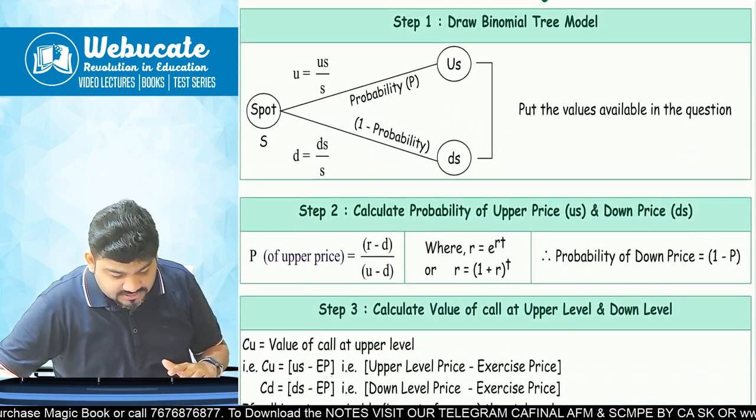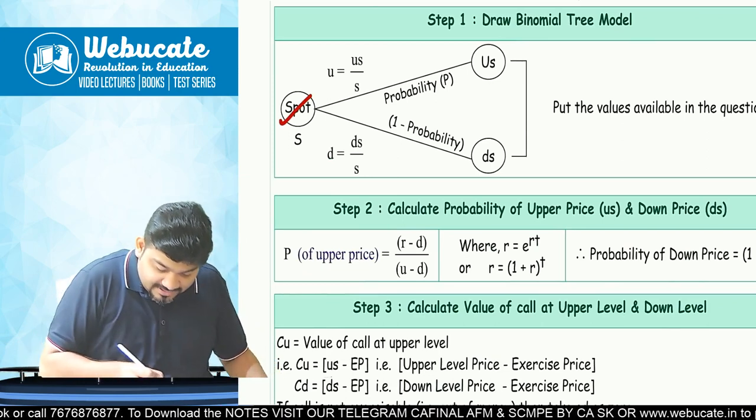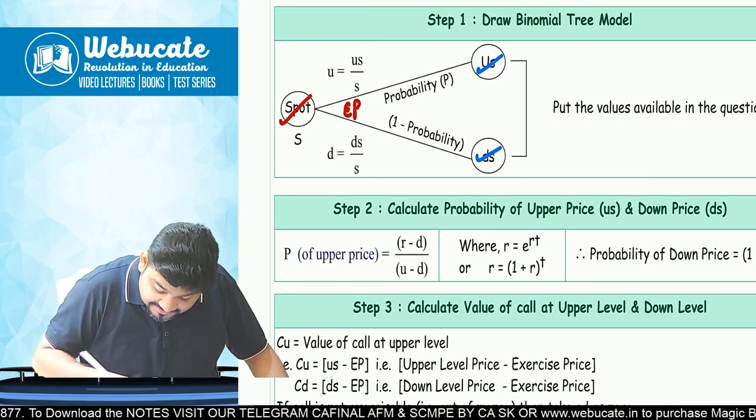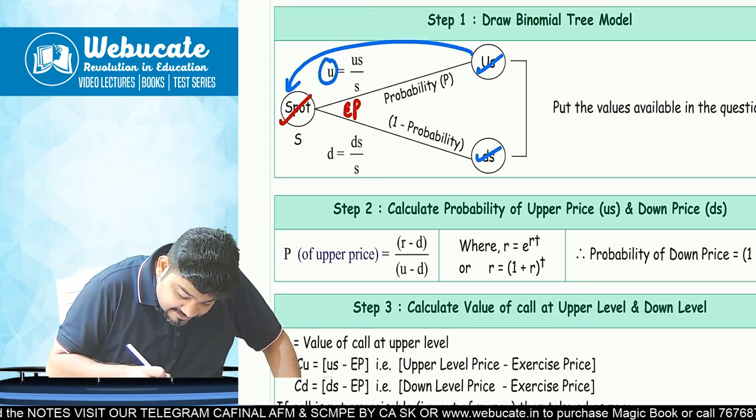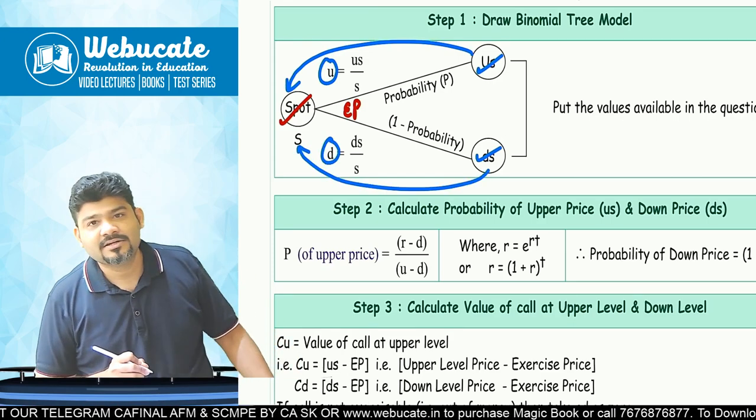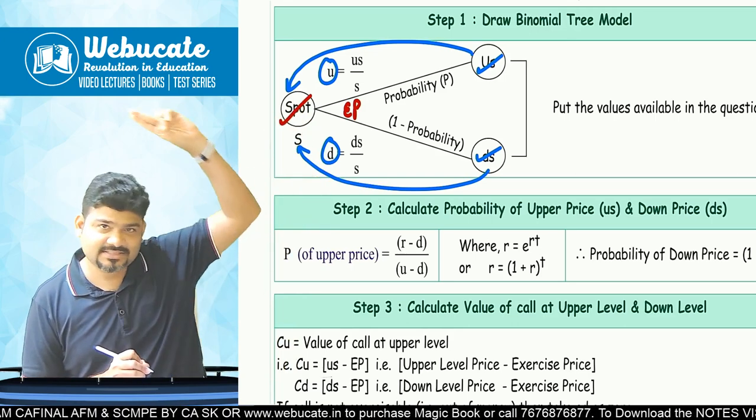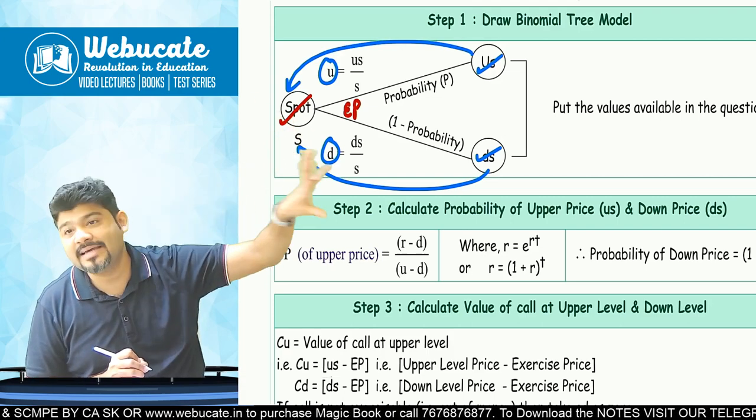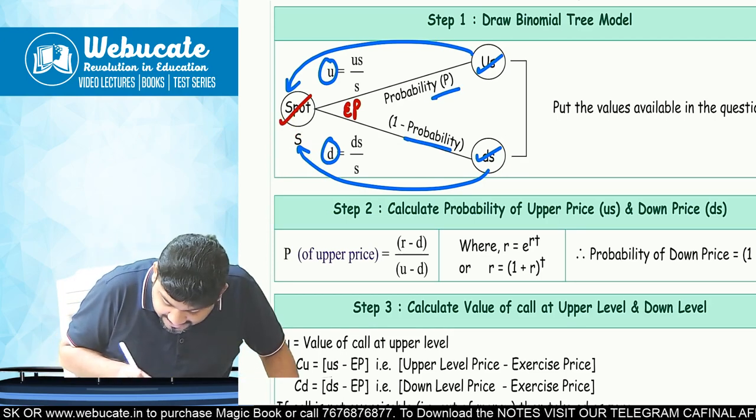So first, we have to write down the spot price, and also the exercise price here. Then we write the US, then the DS. Now we have the US and the spot S, so we will get the U. We have the DS and the S, so we will get the D. So: spot, exercise price, US, DS, U (US by S), D (DS by S). Similarly the probability P, if it is given, and 1 minus P.